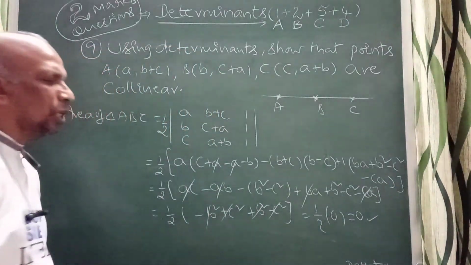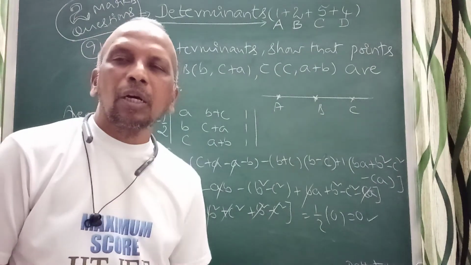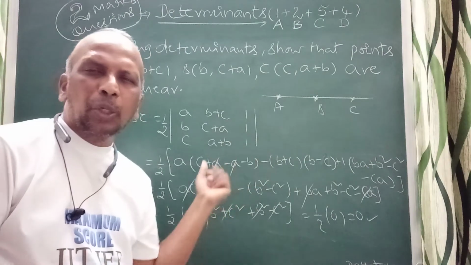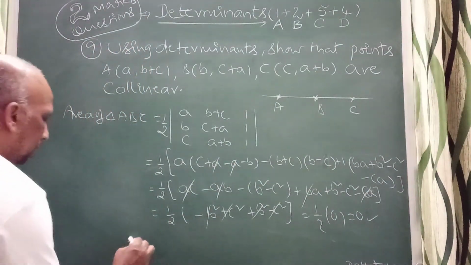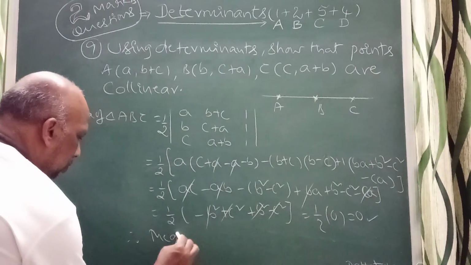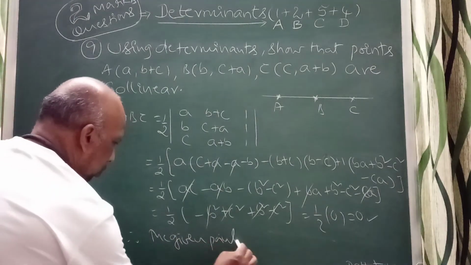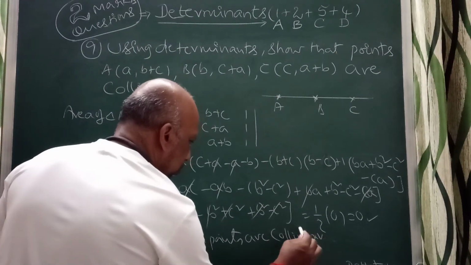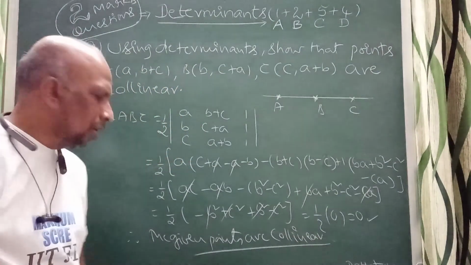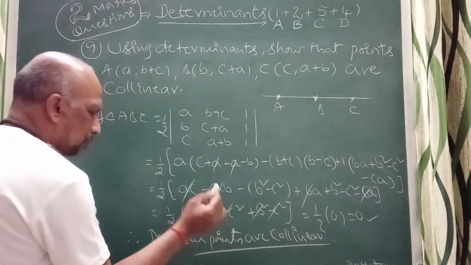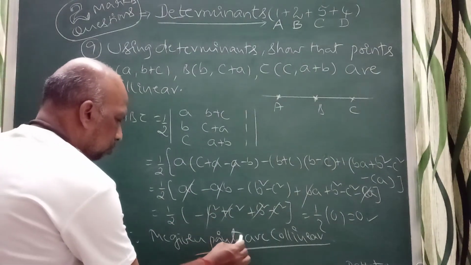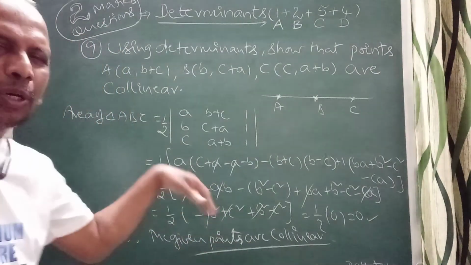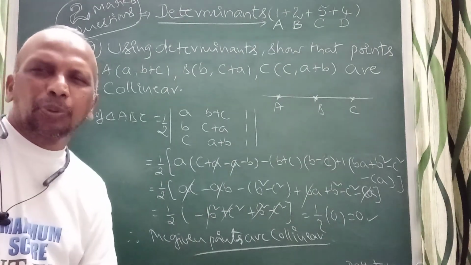Therefore, the area of triangle ABC is equal to 0. Therefore, the given points are collinear. Conclusion you can write: either you can do using properties or you can do it like this. Therefore, the given points are collinear. I can conclude that. Either you can do the expansion method or you can do properties of determinants. Any one of the methods you can use.